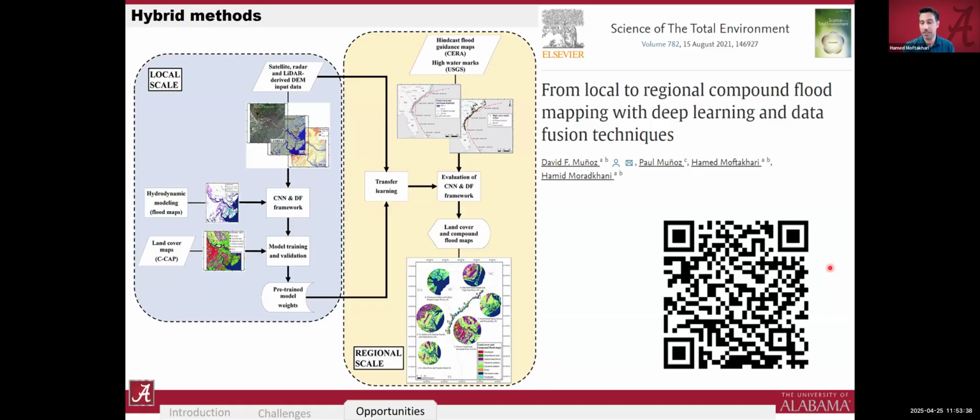If you'd like to look at the details, again, this is going to be very helpful for the recovery process, and it gives a quick and efficient estimate of the flood damage over regional, larger scales.